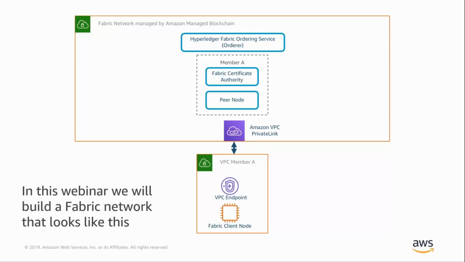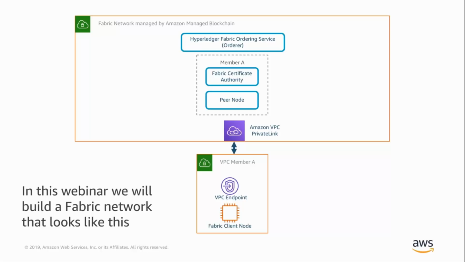Firstly, an ordering service. The ordering service in Hyperledger Fabric is part of the consensus mechanism, and it is responsible for taking in transactions and ordering those in a specific order, and then grouping those into blocks. And once the blocks have been created by the ordering service, they are then distributed out to the peer nodes.